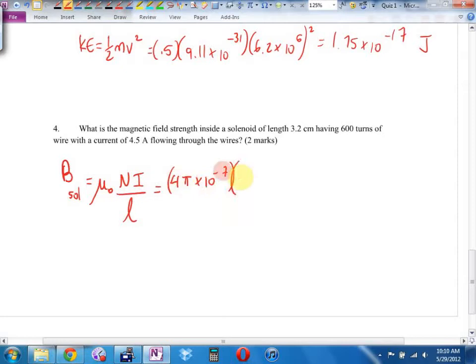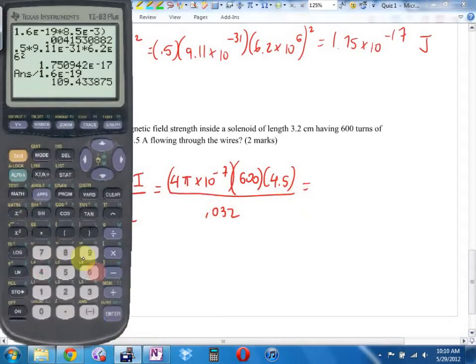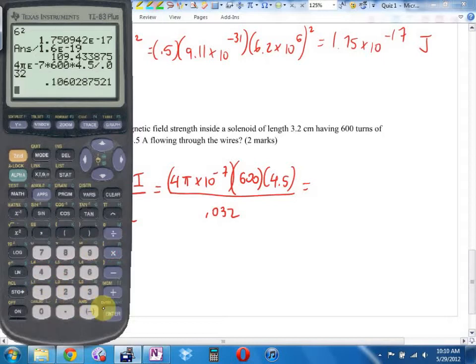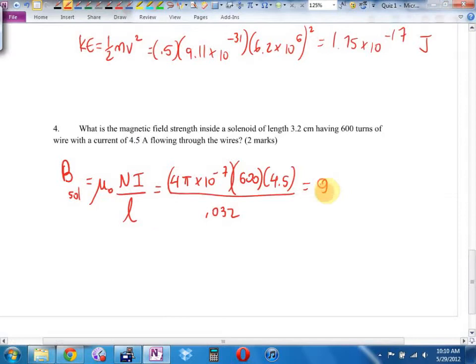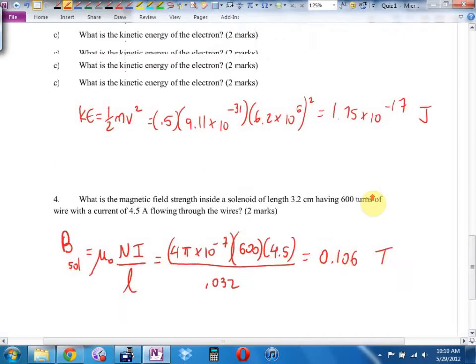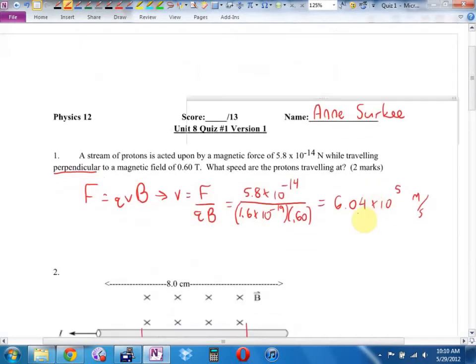N is the number of turns, 600. I was the current, 4.5 amps, all over 0.032. 4 pi, scientific notation button, negative 7, times 600 times 4.5 divided by 0.032. You get 0.106 units, Teslas. Give yourself a lovely score, please, out of 13.